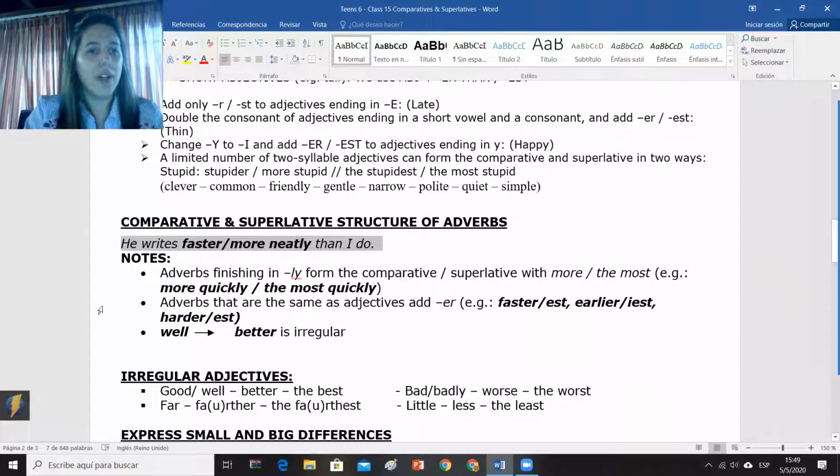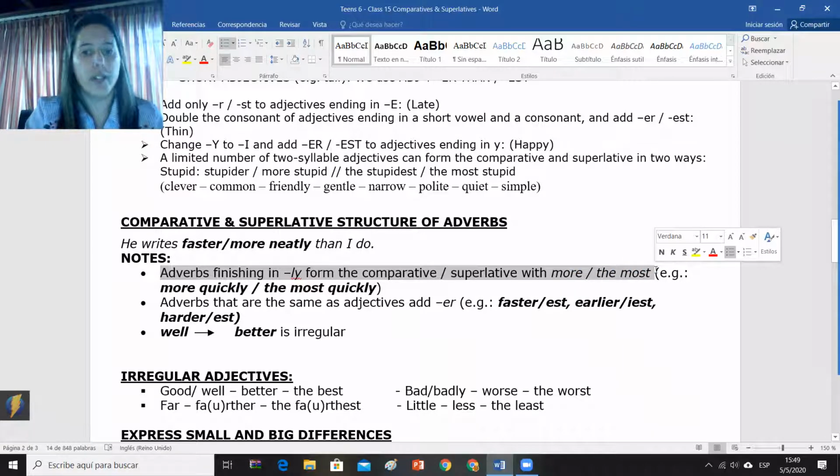So the general rule says that if the adverb finishes in ly, the comparative or the superlative is formed as with an adjective, with more or the most. We consider it like a long adjective. More quickly, the most quickly.